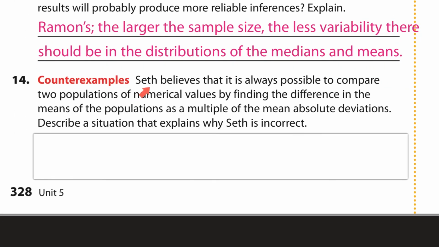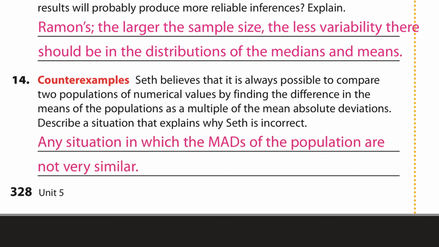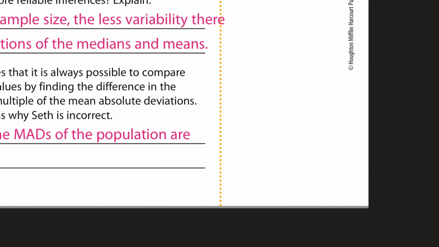Okay, so Seth believes that it's always possible to compare two populations of numerical values by finding the difference in the means of the populations as a multiple of the mean absolute deviations. Describe a situation that explains why Seth is incorrect. Well, the official answer is this: any situation in which the MADs of the populations are not very similar. And what this has to do with is ultimately the word variability. Variability means how far spread out your data is.